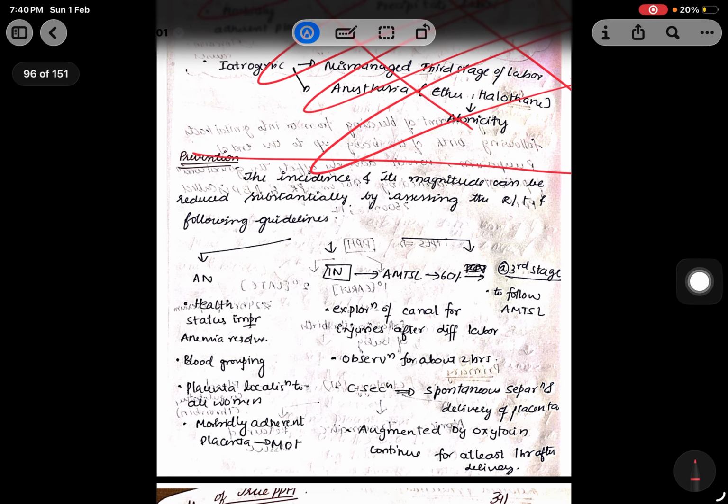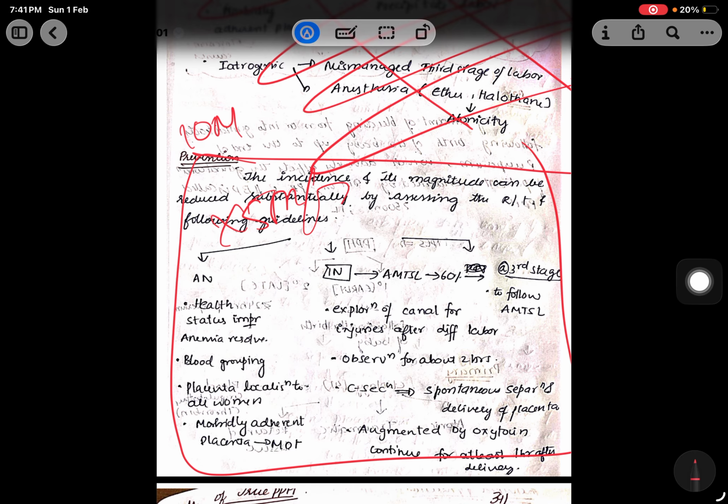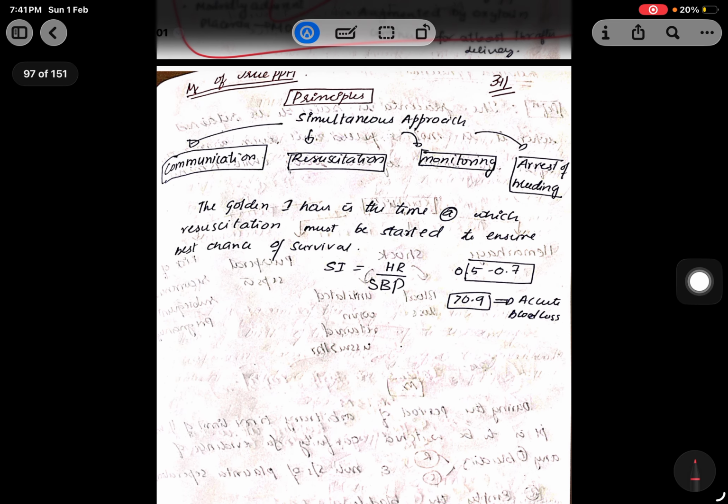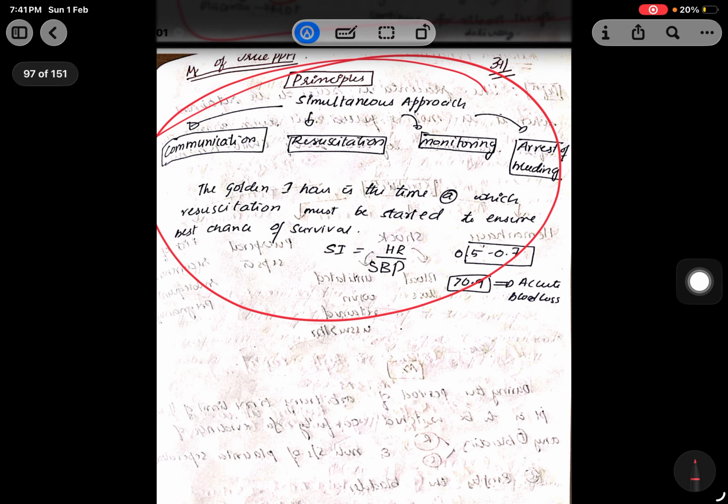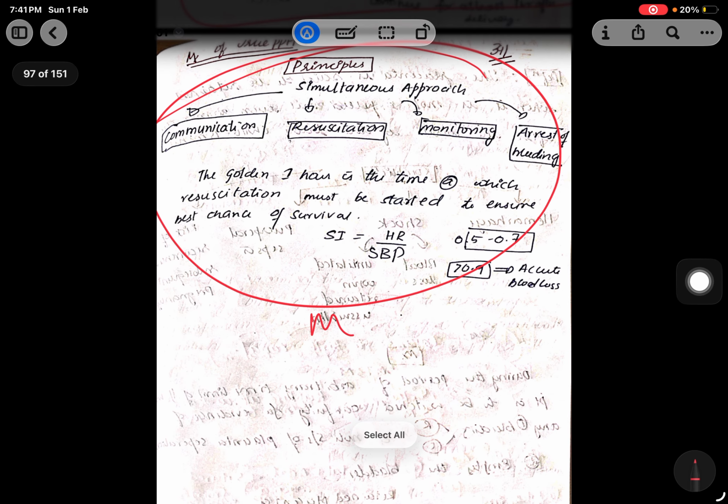These are the prevention. If you have time, if it's a 10 marker, you write. Otherwise, don't write for 5 mark or 3 mark. And management principles, this is the main thing. First, you need to show during management what you use first.